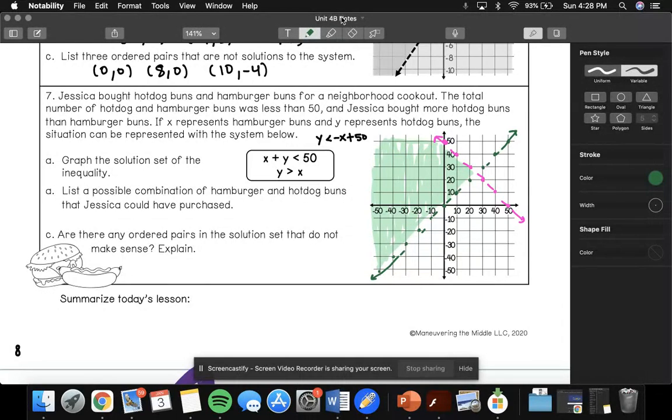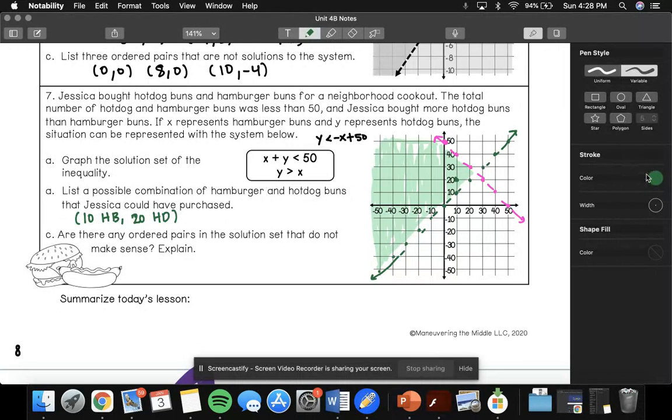List a possible combination of hot dog buns and hamburger buns that Jessica could have purchased. So I'm just going to use that one. x is 10, y is 20. So 10 hamburger, 20 hot dog.